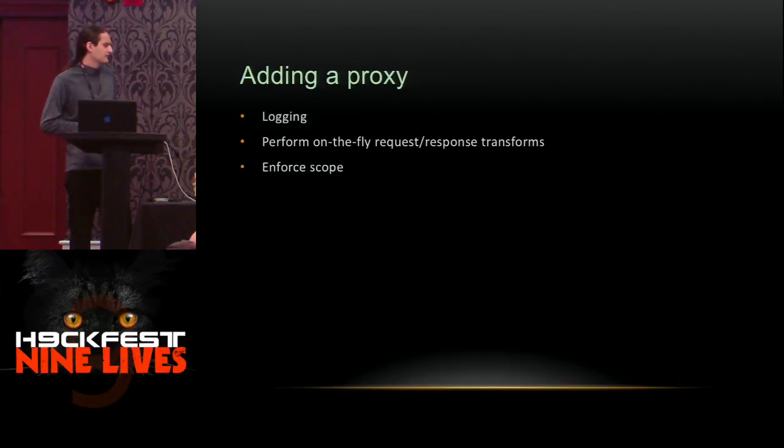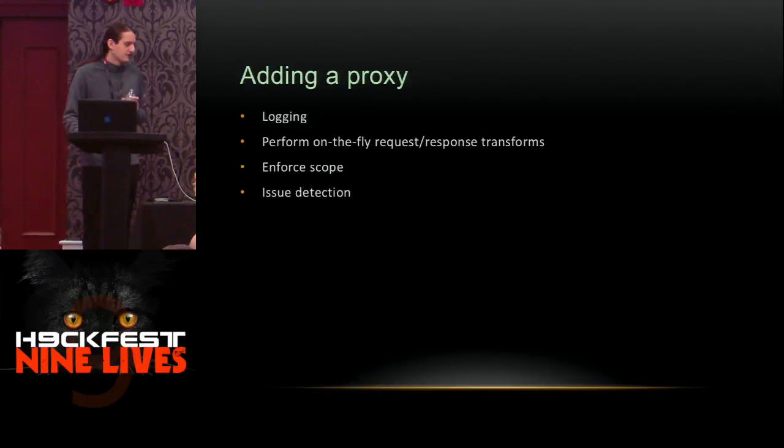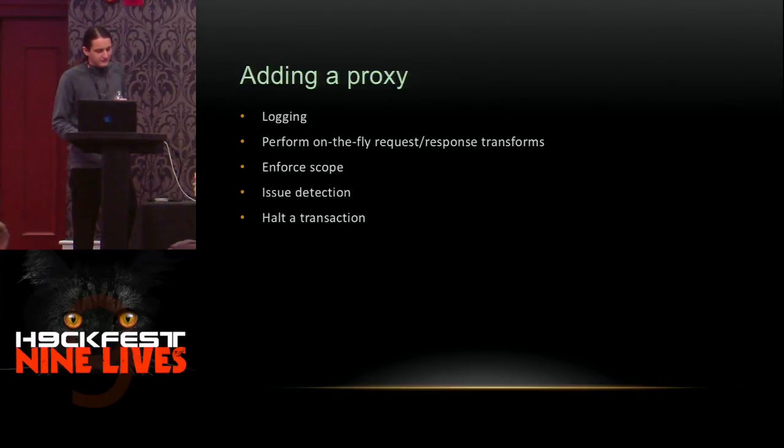If you've ever done something like that, you all know that staying within scope is something people care about for some reason. So you can use Burp to restrict all your requests to a particular domain, even if the page is trying to send you somewhere else. You can also take advantage of tools that are included with proxies like Burp's issue detection, or some of the extensions in the Burp app store, like Collaborator. And as I mentioned in the original case of an auto-submitting form, you can halt a transaction.